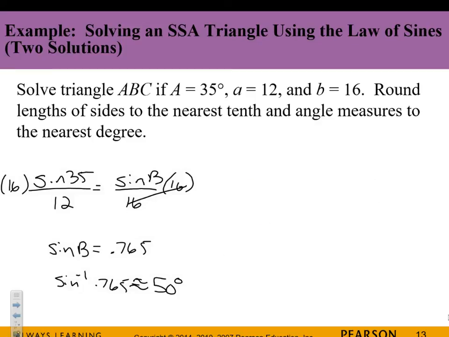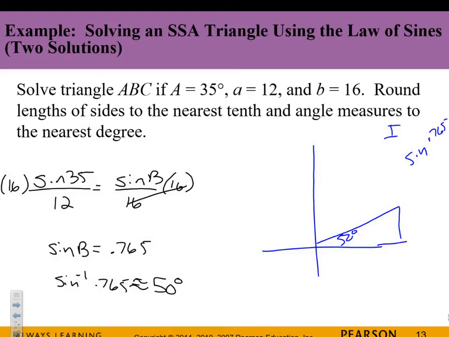I did the sine inverse of 0.7. So here's 50 degrees, correct? And I got that the sine of that was a positive 0.765. But where else could my sine be that positive number? Could it not be here as well? Yes, it could be there. Remember reference angles, alpha prime?